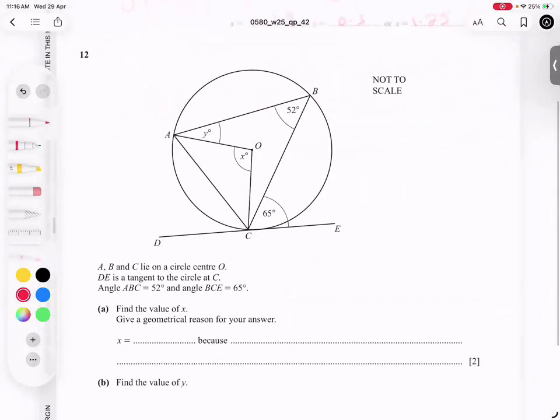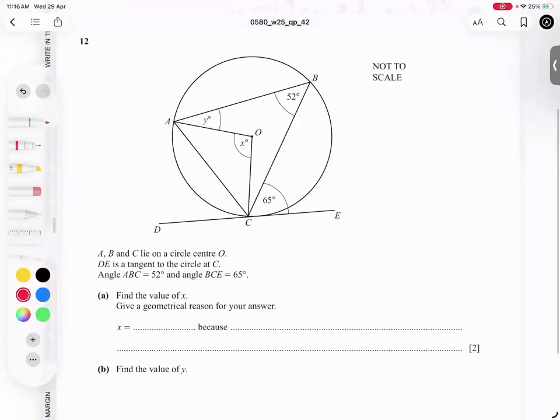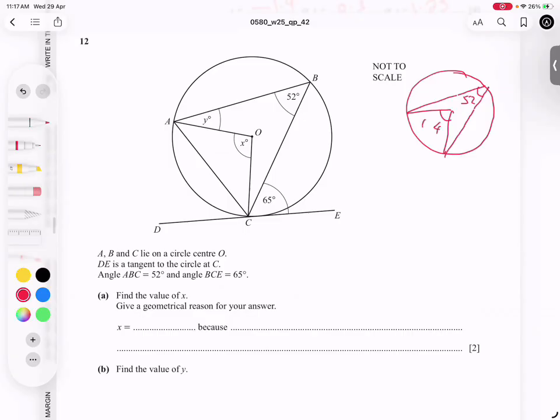Question number 12. We have a question here. Find the x value. The x value is this. So this is double, because we have one property, if you remember: angle at center and angle at circumference. If this angle is 52, then this is double. So 104.